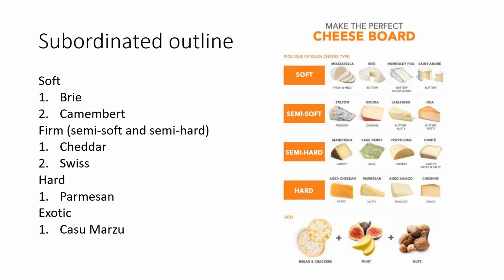And for each of those categories, I have a specific example of a kind of cheese that fits into that category. The soft cheeses are brie and camembert. The firm cheeses are cheddar and Swiss. The hard cheese I want to discuss is Parmesan. And then I have an exotic cheese that I want to talk about, cassou marzu.